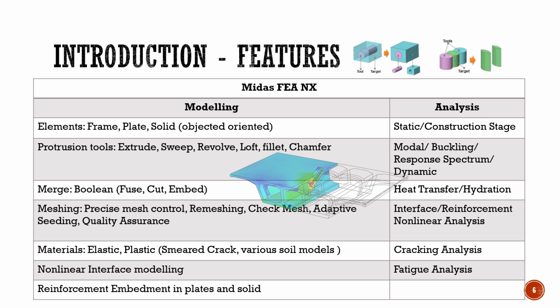The features of FEA NX are divided into two parts. One is modeling part, another is analysis part. FEA NX supports object-oriented based modeling, where the geometry is created first, then the geometry is meshed to generate the nodes and elements. It offers specialized features such as extrude, sweep, revolve, fillet, chamfer, etc. for the generation of complex surface and solid geometries.